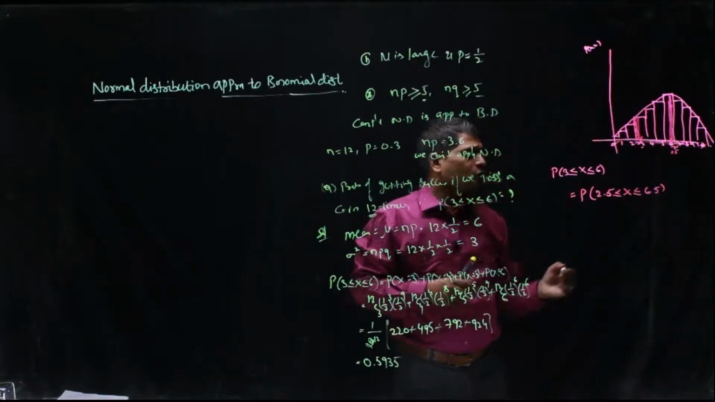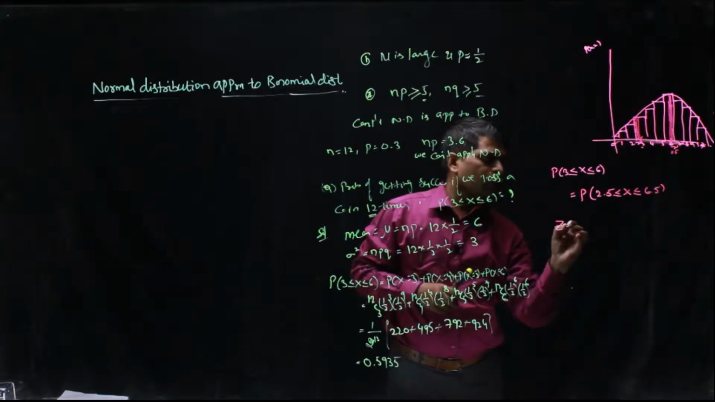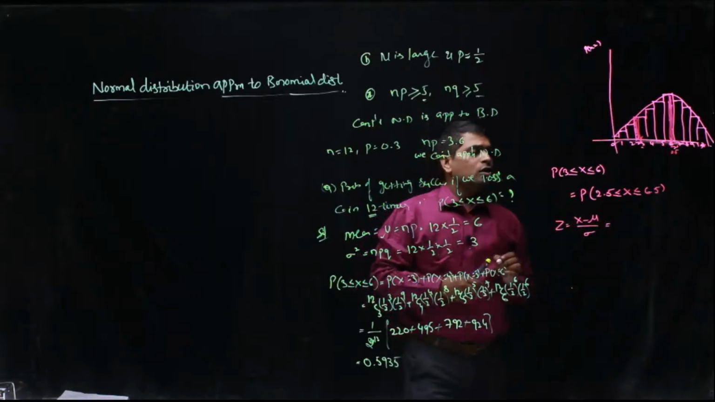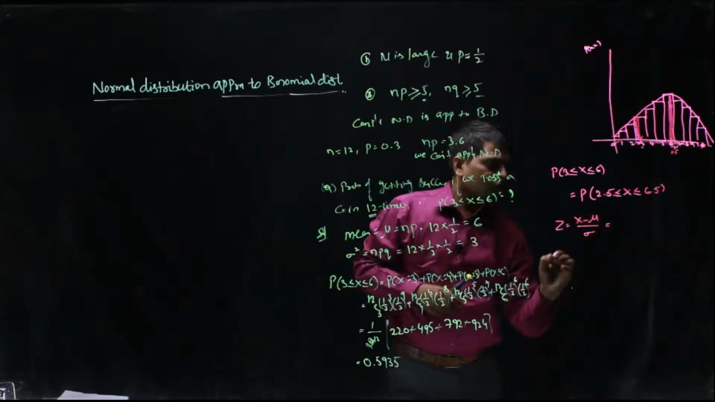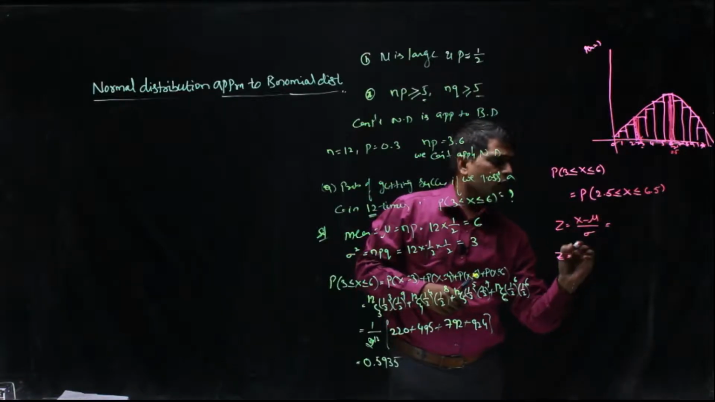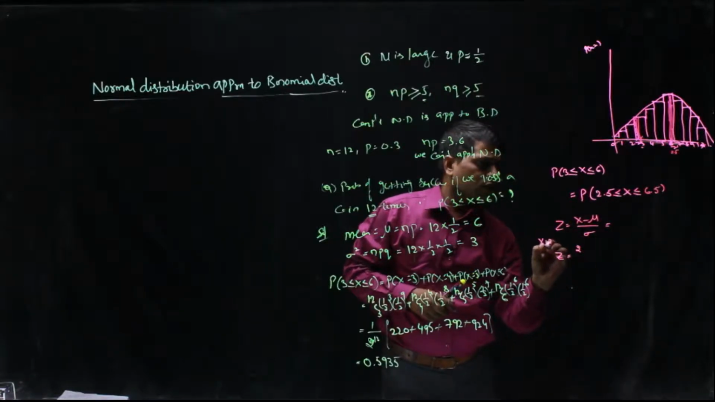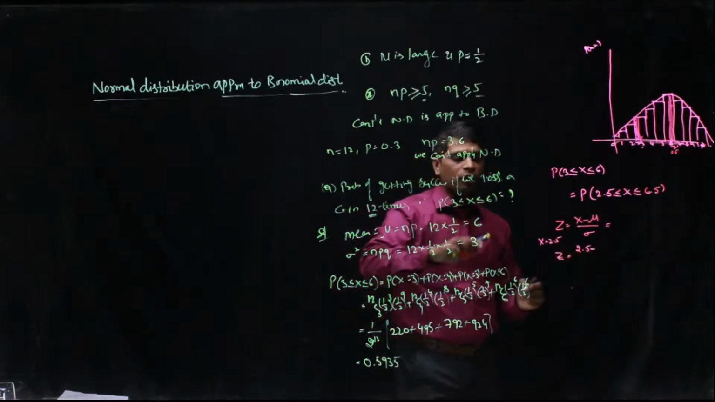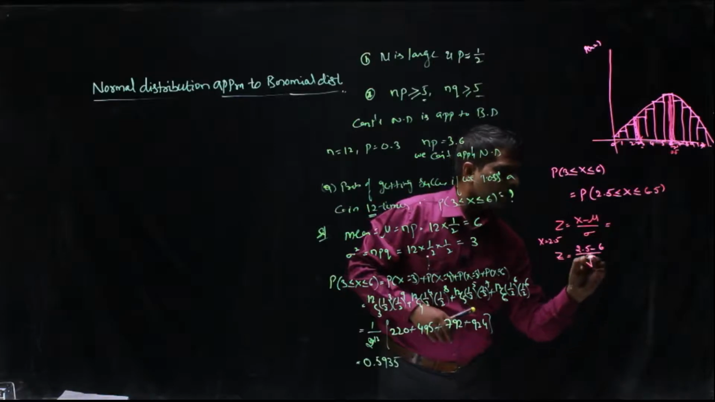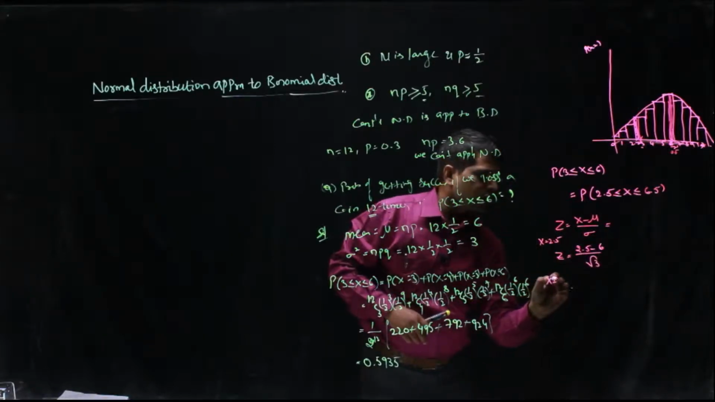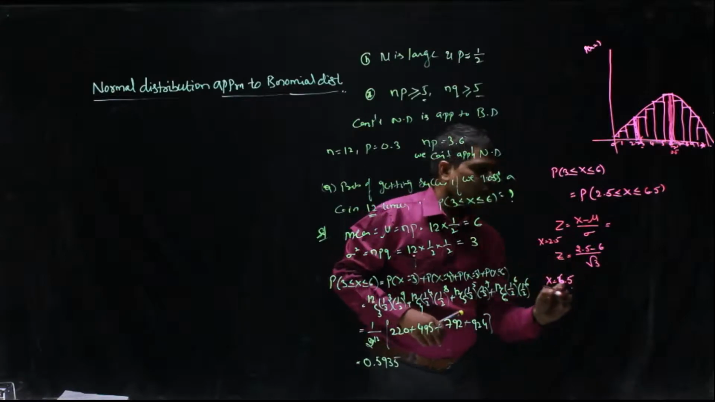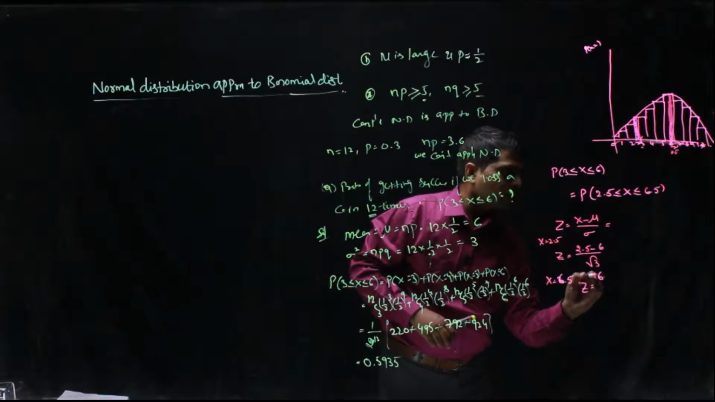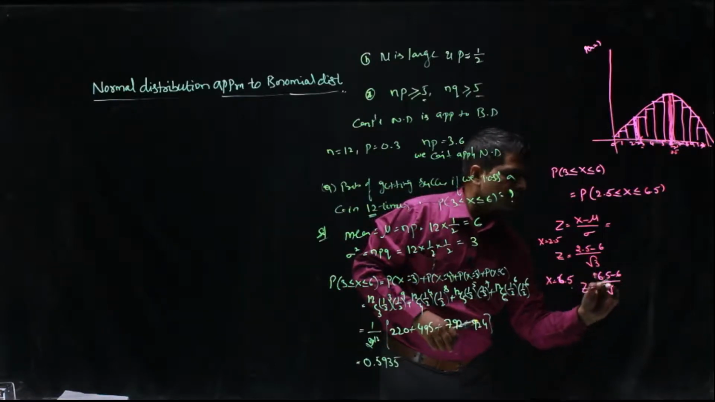If you want to normalize it, in the normal distribution we use z is equal to (x minus mu) by sigma. So, if I want to convert this, when x is equal to 2.5, z is equal to 2.5 minus mu. What is the value of mu we got? That is 6 by root 3. Similarly, when x is equal to 6.5, what is the value of z? That is (6.5 minus 6) by root 3.